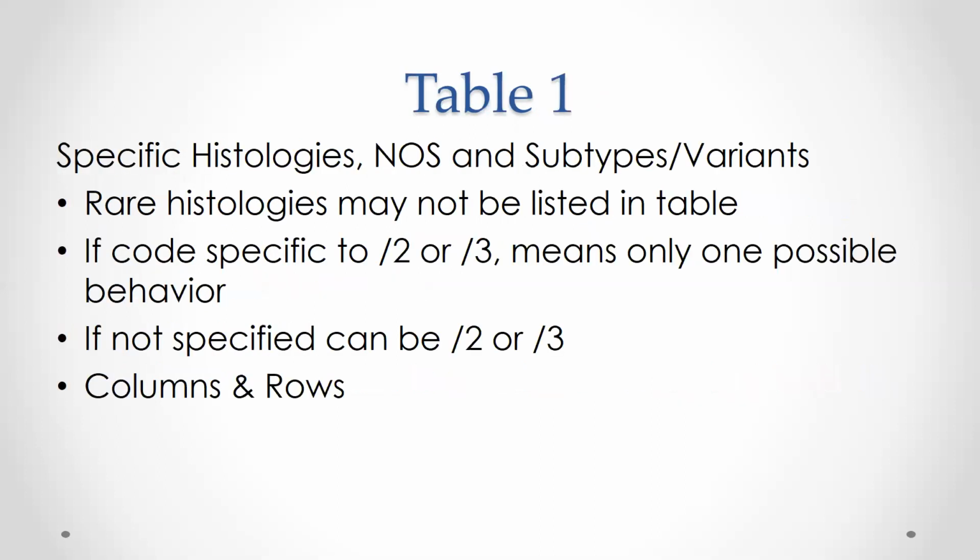Table 1 gives the list of specific histologies, the NOS and subtype variants. Rare histologies may not be listed in this table. If there's a code specific to a behavior of a /2, which would be non-invasive, or a /3, which would be invasive, it means there's only one possible behavior for that specific histology. If it does not specify, then it could be either a behavior 2 or a 3.